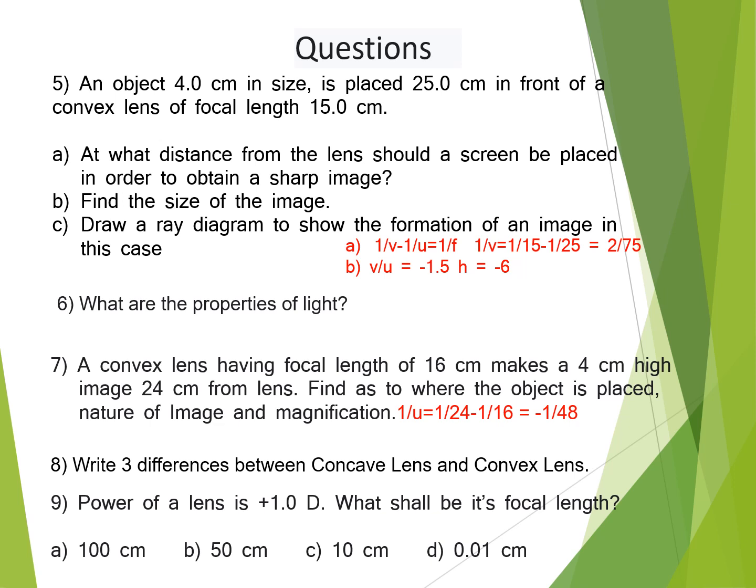Fine. What are the properties of light? If you recall, we studied the properties of light. One was that light travels in a straight line. Then the speed of light in vacuum and in air is 3 into 10 to the power 8 meter per second. Then one thing more, light travels as particles and wave.